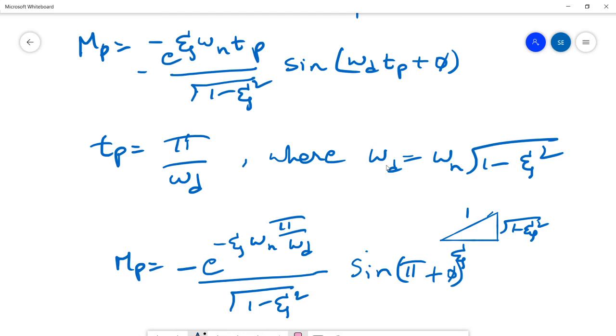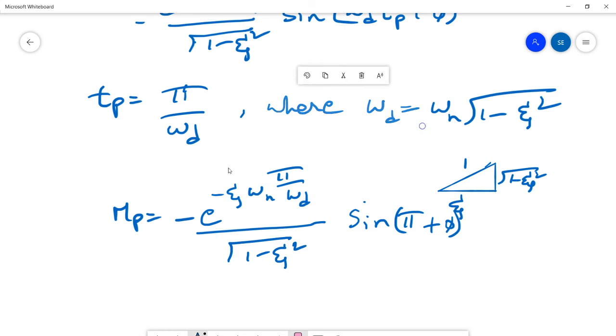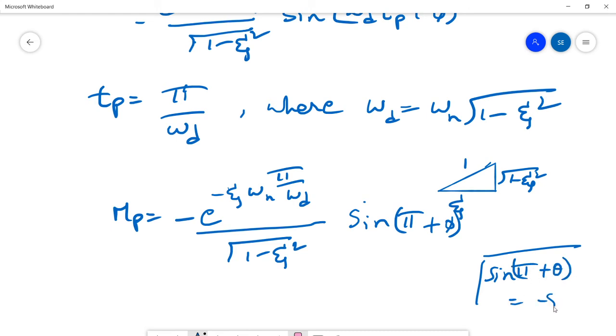Either you can substitute this and solve for Mp, or else you can just calculate with omega d Tp is equal to pi. Now what is sine pi plus theta? Sine pi plus theta is equal to minus sine theta, actually. You should know the trigonometry formulas also. So just substitute minus sin theta.